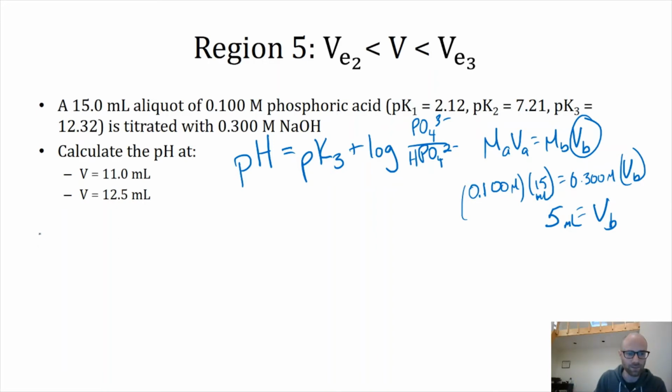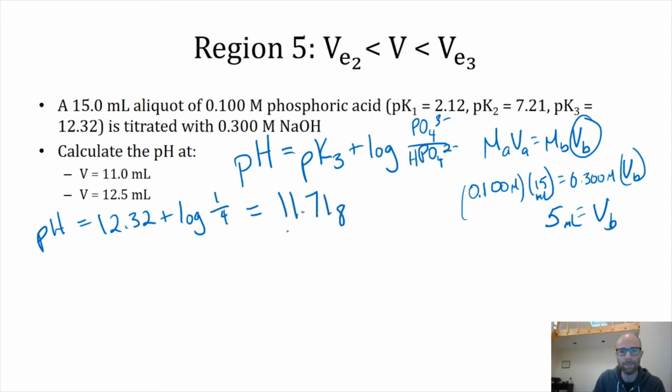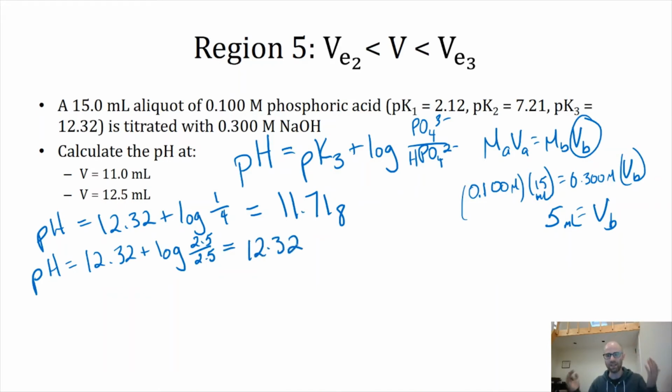Which means for the first one, pH equals 12.32 plus log of 1/4, which is equal to 11.718. And for the second one, the pH is going to be 12.32 plus log of 2.5 over 2.5, because we're in the middle again, 12.32. Whenever we're in between two equivalence points, pH equals pK, whatever K is appropriate for this relationship. So yeah.